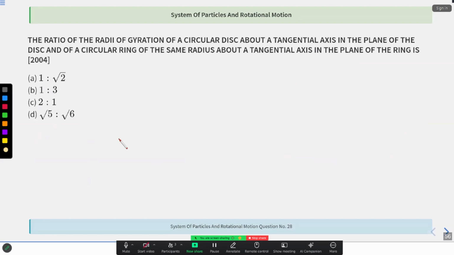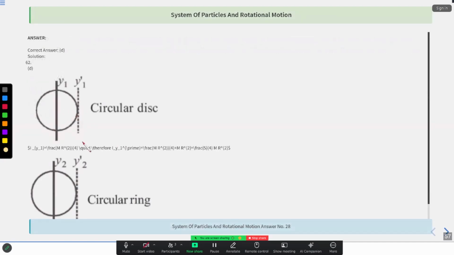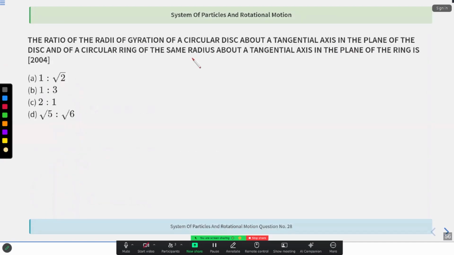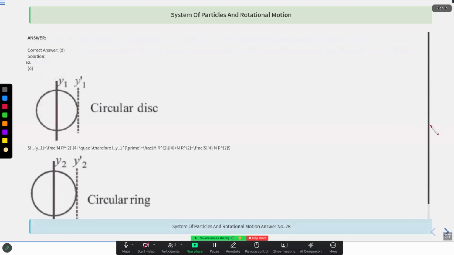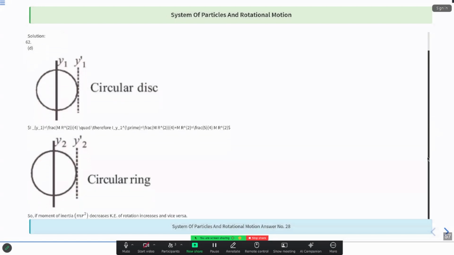Now, next previous year question. This question had come in 2008, and the question says that the radii of gyration of a circular disc about the tangential axis in the plane of the disc and of a circular ring is same. So what they're trying to say is that disc and a circular ring is same. The same tangential axis about the ring is. What they have said is that if moment of inertia is mr square, then the decrease in kinetic energy decreases, right? Same for ring and this thing.